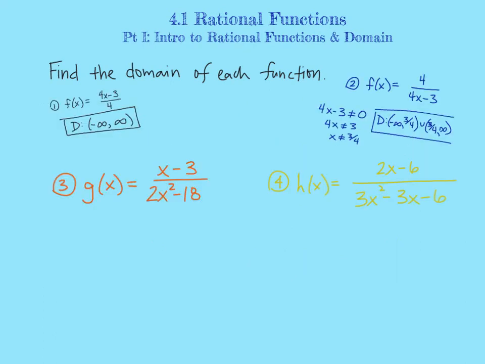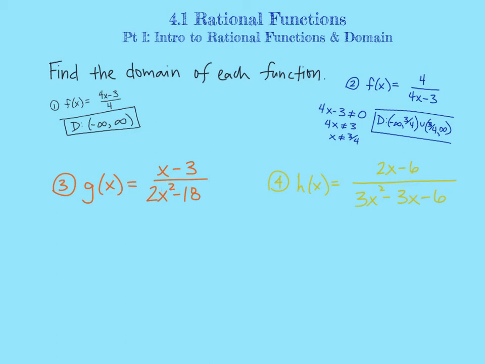Let's take a look at number 3. This one's a little bit more complex looking. G of x is most definitely a rational function, and we can see that the denominator has an x in it. Therefore, there are going to be at least one value, in this case 2 values, that make the denominator 0, because our denominator is a quadratic, whereas in number 2 our denominator was linear, so there was only one restriction on the domain. Here we're going to have 2.